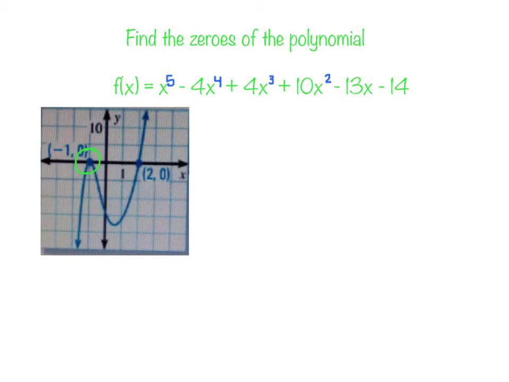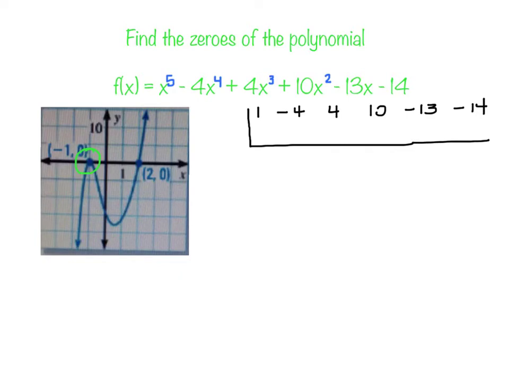So we're going to go ahead and synthetic divide. I've moved outside of McAllister's, hoping that that music won't distract you. So we're going to synthetic divide. I have a 1, -4, 4, 10, -13, -14. And I'm going to go ahead and pull the 2 off the graph. So I'm going to divide by 2. And I get 2, and by golly, it is a 0.